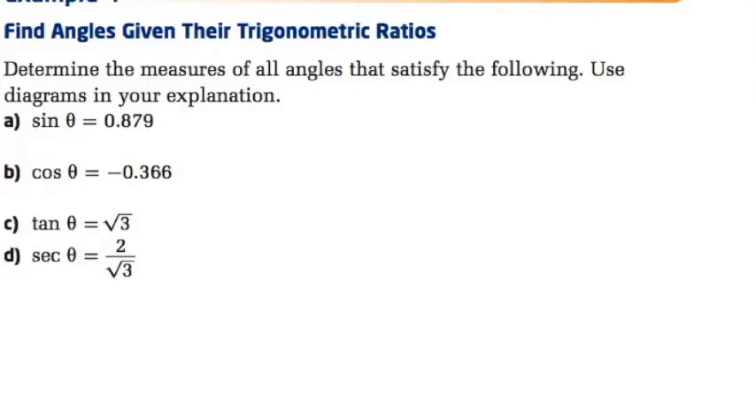So now what's happening is we're being given the trig ratio of the angle and being asked to reverse engineer and find the angle. So in order to do that, if we look at question A, we want to find theta. To find theta, we have to undo the sine function, which would mean mathematically we do sine to the minus 1 of 0.879.